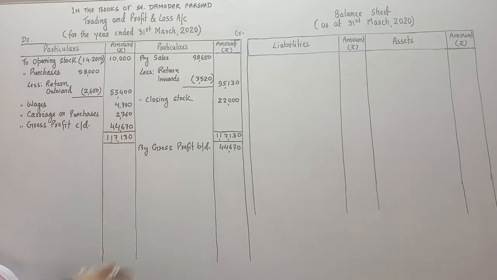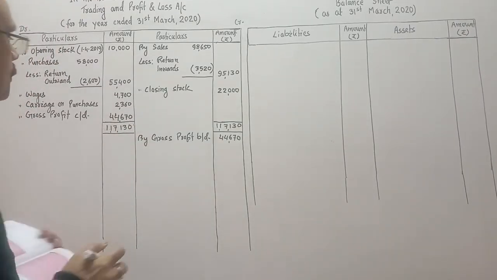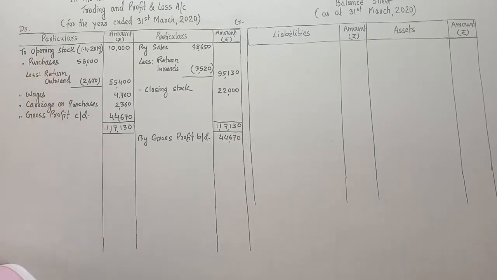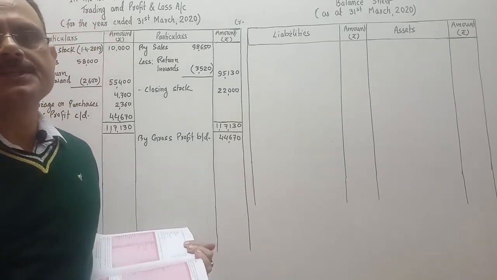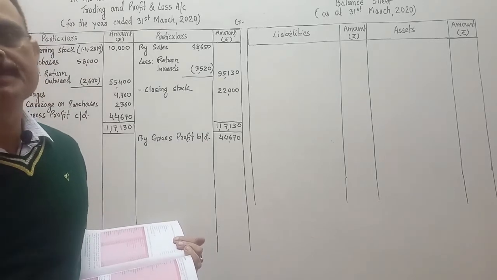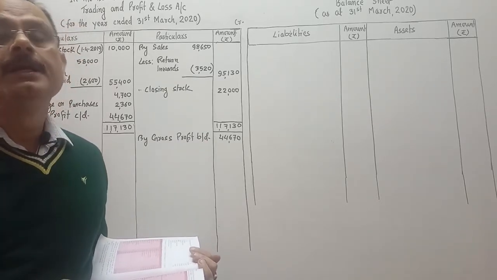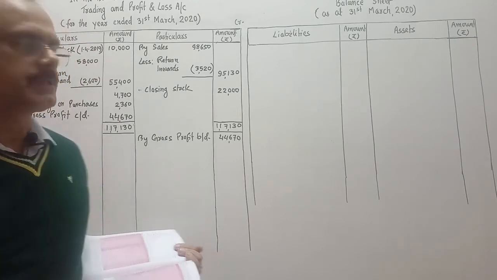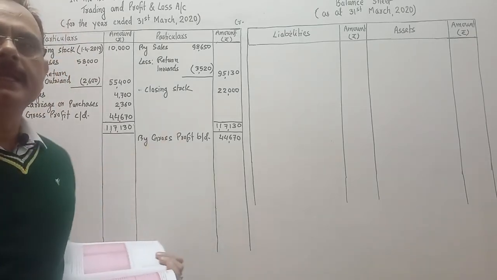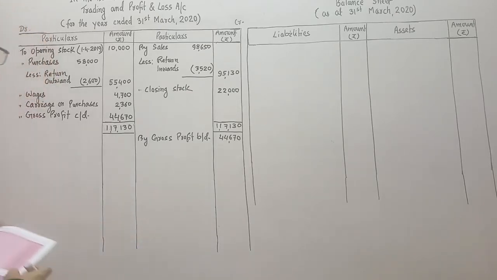Now from here we will start the profit and loss account. We know what we write in the profit and loss account. On the debit side: office and administrative expenses, selling and distribution expenses, financial charges, all other indirect expenses, miscellaneous expenses, or any revenue loss. And on the credit side we write all indirect income.